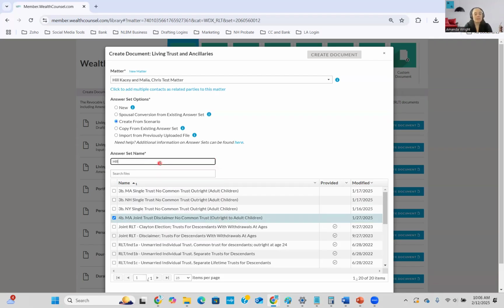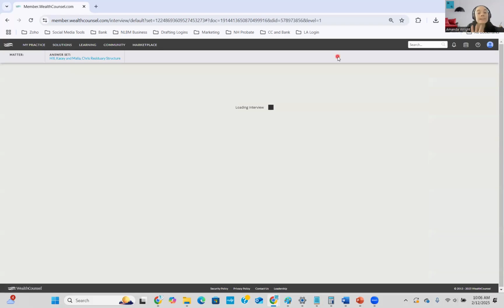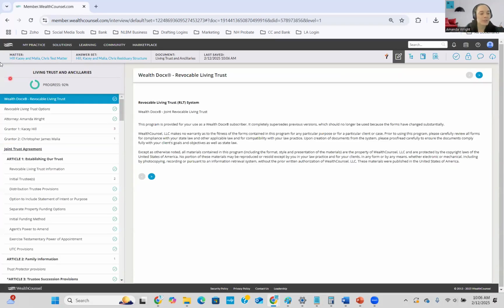So I'm just going to title this Casey Hill, Casey, and Malia Chris, and we're going to call this residuary structure because we're going to look at the different ways of structuring the residuary. Where is it in the Wealth Council interview? Remember, this is the interview in Wealth Council, okay?